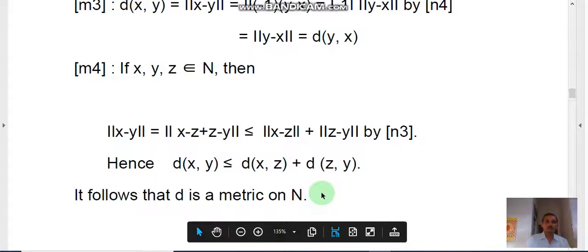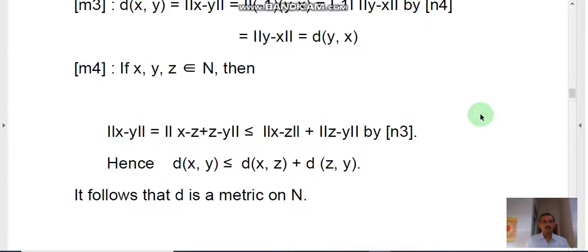Therefore, for this definition of the metric, that d(x, y) equal to norm of x minus y, this is a metric space on N. So in this way we can say that every normed linear space is a metric space.